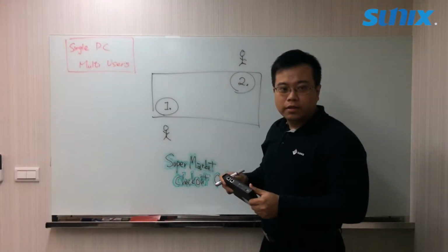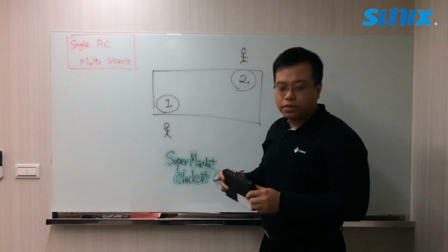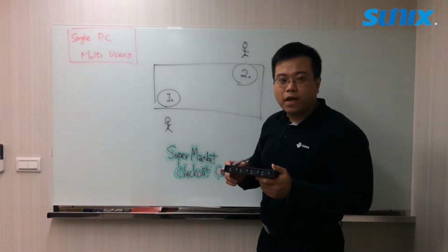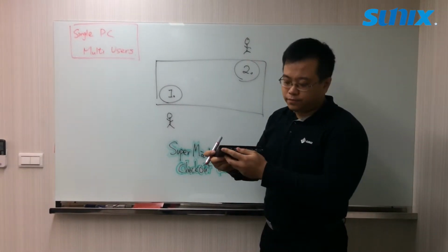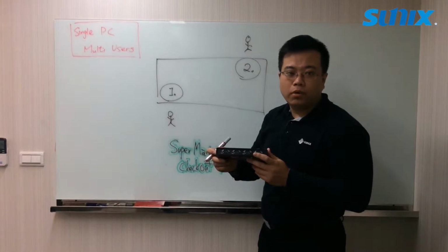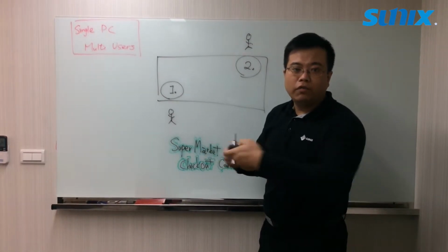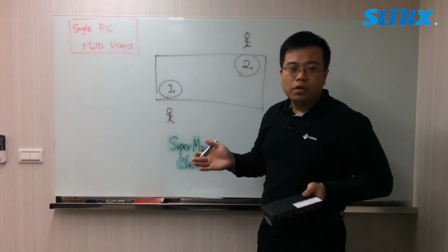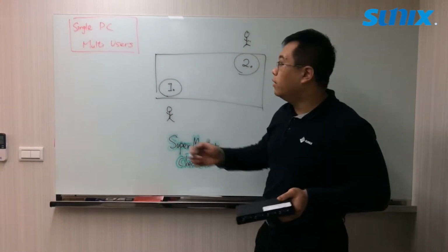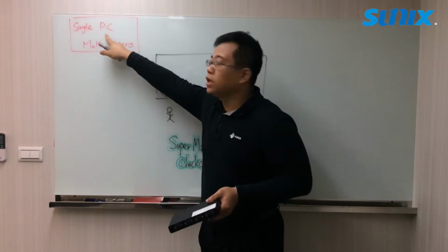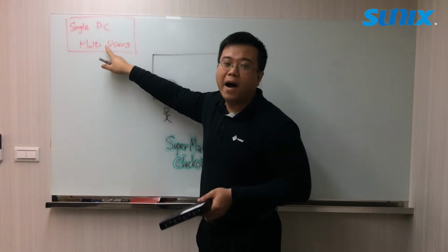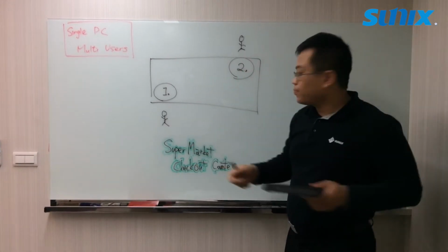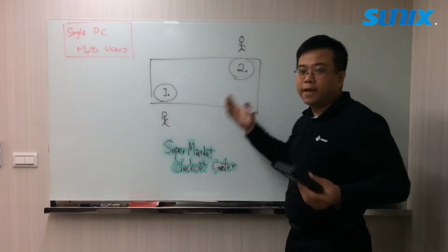This is Daniel. Today, I want to introduce SUNIX DevicePort's new application. SUNIX DevicePort is a COM port or printer port duplicate over Ethernet connections. Today, I will share one application about single PC, single desktop for multi-user application. Okay, so let's go into the application.